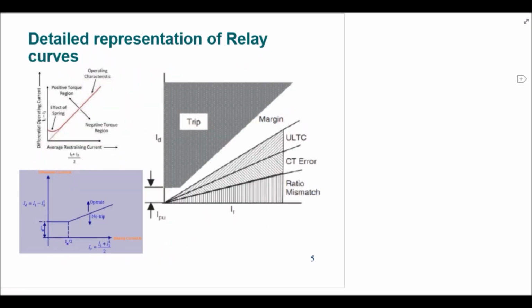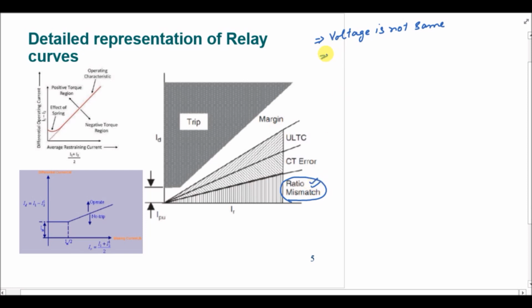Now let's take an example of a transformer in which we have to apply the percentage differential protection scheme. We already know that there are some problems related to the actual CT when we are employing it in the system. The first problem is ratio mismatch, because we have two different types of CTs on both sides of the transformer, because the voltage on both sides of the transformer is not the same. So there is a chance of a ratio mismatch, which will give rise to the spill current.